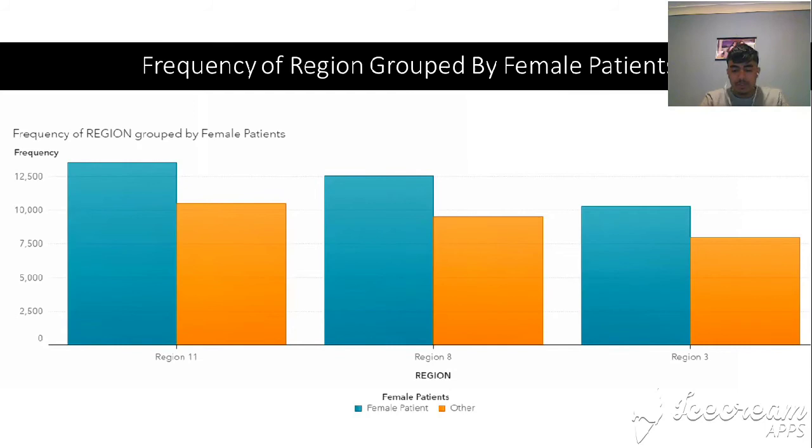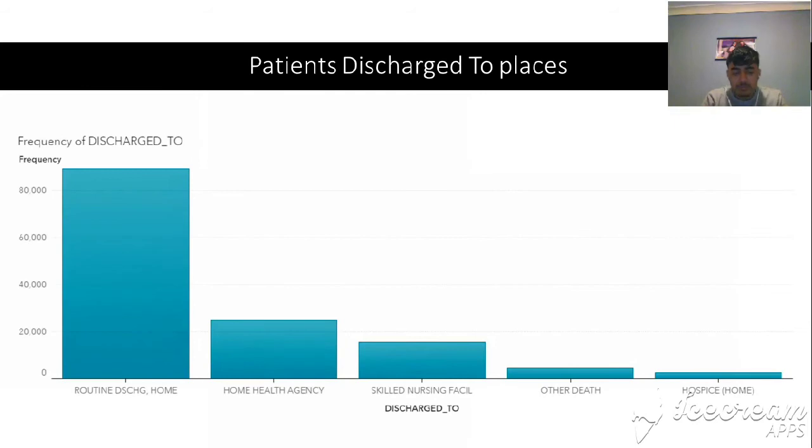There is 13,505 in region 11, 12,530 in region 8, and 10,306 in region 3. The following graph shows the top 5 places where the most patients are discharged. That is routine discharge, home health agency, skilled nursing facility, other death, hospice, home.